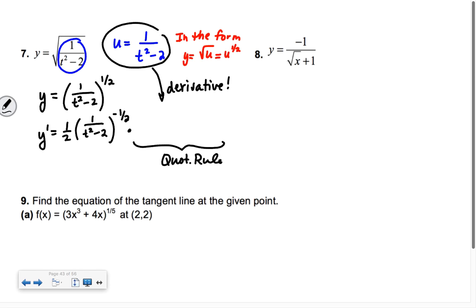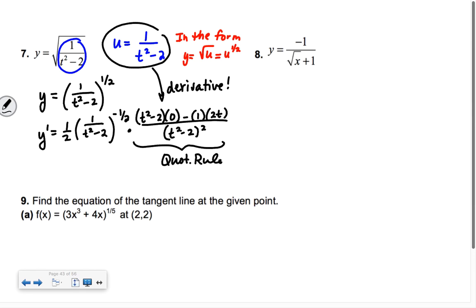Okay, we would do low d high. D high is lucky because it's 0, minus high is 1, d low is 2t, all over the square of what's below, 2t minus 2 squared. So that one could definitely use some cleaning up.